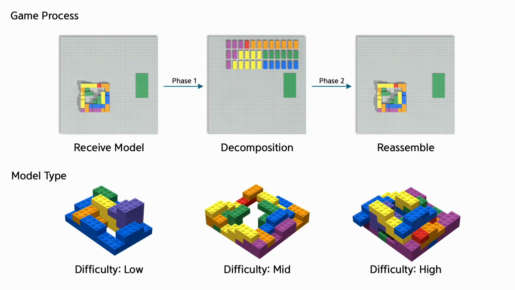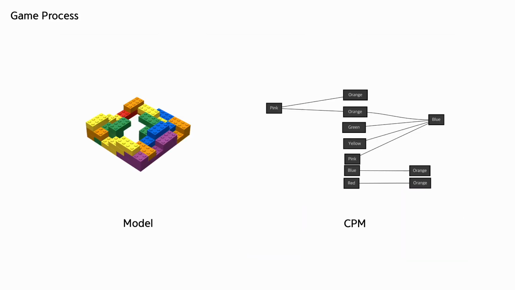In the phase 1 game, when you receive your model, you place it on the base plate as shown above. Then disassemble it into bricks and arrange them. In the phase 2 game, you assemble it back into the original model. The models for the 3 difficulty levels are as above. In the phase 1 game, when you disassemble it into bricks, you should write CPM diagrams to visualize the assembly schedule.